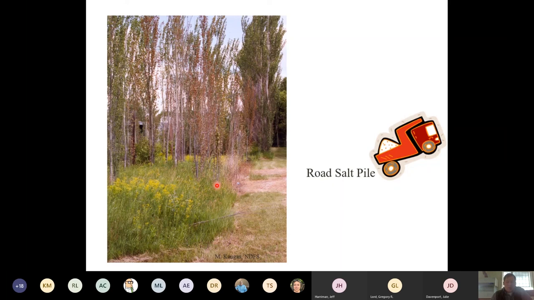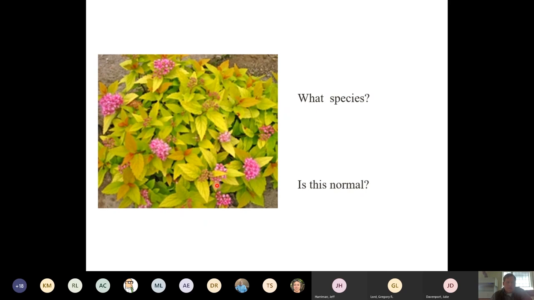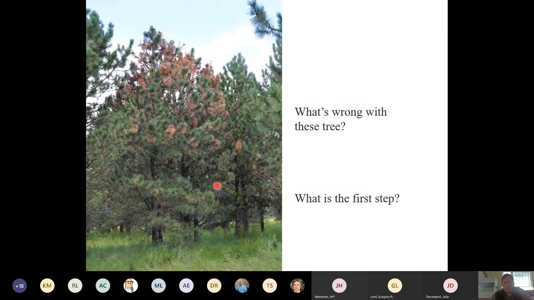What's wrong with this shrub? What's the first step? We identify it as spirea. It's actually normal for this shrub because this is a cultivar of spirea that's supposed to be really chlorotic to add some color to your landscape.